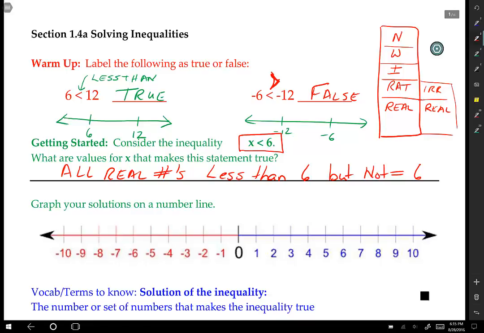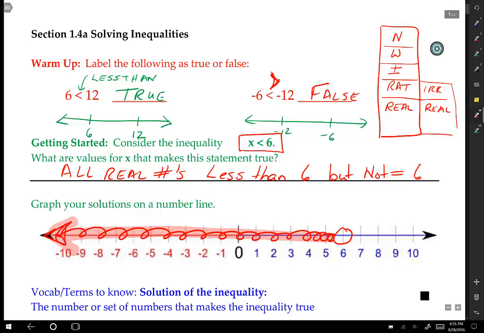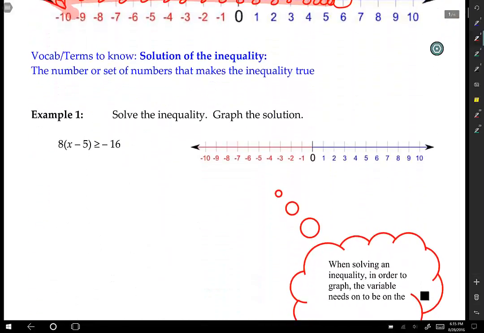Let's take a look now as we graph our solutions on a number line. Well, we're going to put an open circle around 6, and we're going to shade everything to the left. So it might be easier here in this case to use your highlighter, nice and quick, for a quick shading. In terms of our vocabulary, a solution of the inequality is the number or set of numbers that makes the inequality true. It might be one simple number or it might be a set of numbers.